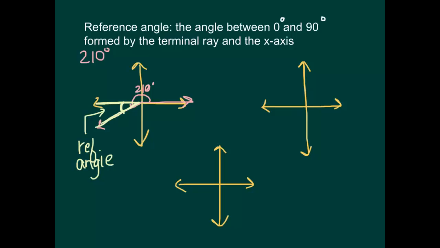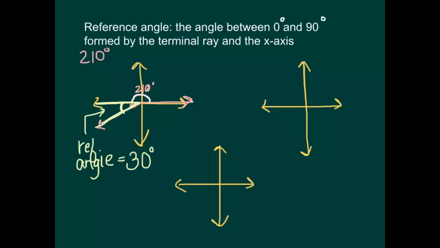Well, I know that from the positive x-axis to the negative x-axis, that's 180 degrees. It's just a straight line. But we had to get all the way to 210. So 180 plus what got us to 210? That's 30 degrees. So in this case, our reference angle is 30 degrees.